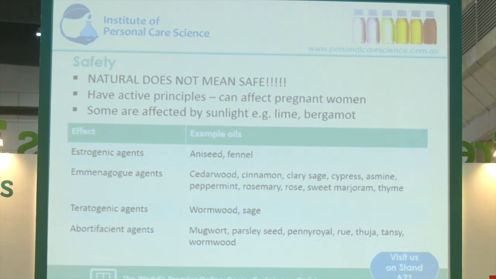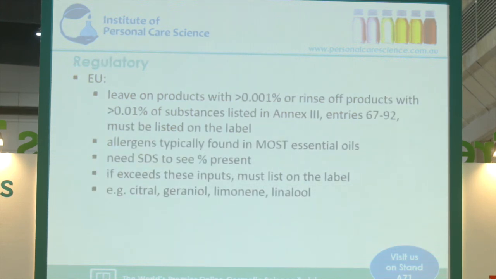And then some essential oils are affected by sunlight. Key examples, lime and bergamot. Again, you see these products in leave-on products, but then consumers go out, expose themselves to the sun, and they get these big blotchy marks on their skin. Okay, so don't assume they're safe. I'll tell you where to go in a moment to find some limits that will help you formulate within safe and regulatory guidelines. And the regulatory guidelines are set to help ensure safety. So again, don't just assume it's safe because it's natural.